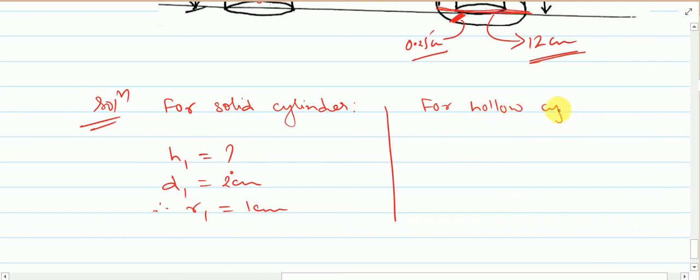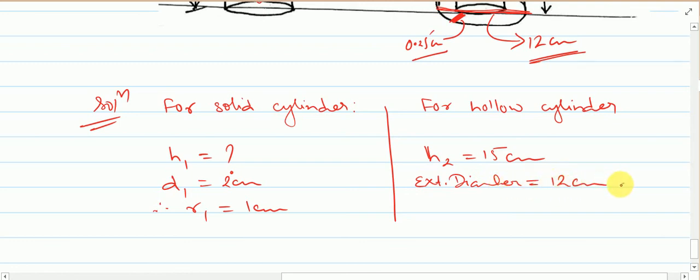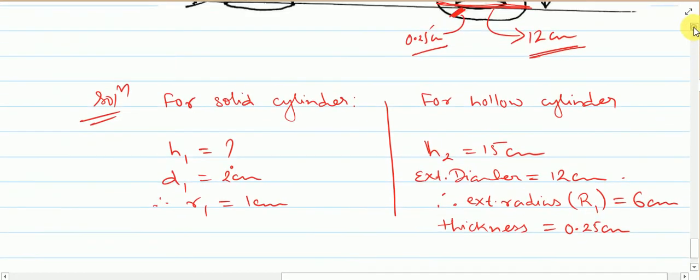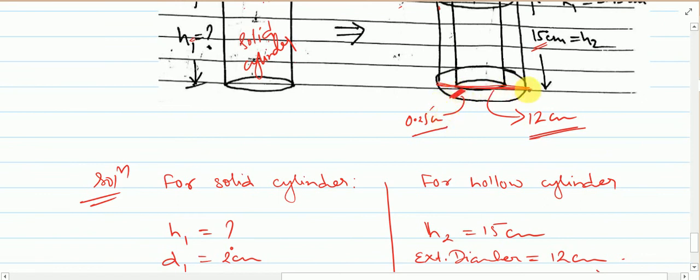And for the hollow cylinder, let me denote height by h2, it's given 15 centimeter, and external diameter is given to be 12 centimeter. Therefore external radius, let me denote by capital R1, that will be half of this, that means 6 centimeter. Next, thickness is given, that is 0.25 centimeter. Like here you can see in this figure, this thickness is given, and this external diameter was given. So that's why I was able to write the external radius, half of this 12, so 6 centimeter.